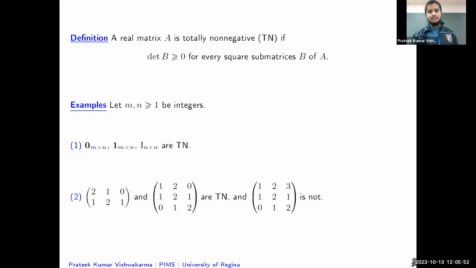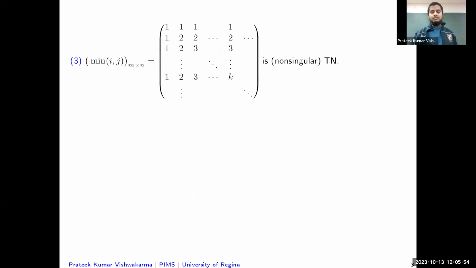For more interesting examples, if you make a matrix in which the ijth entry is the minimum of i and j, then that matrix is also totally non-negative. In fact, if that matrix is square, then that matrix happens to be non-singular.